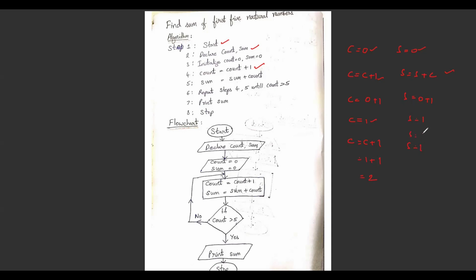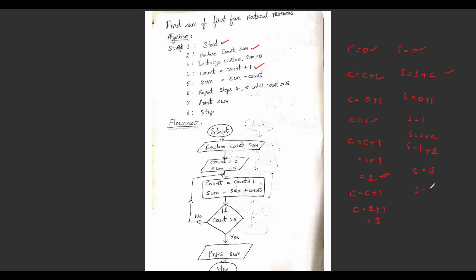Sum equals sum plus count, which is 1 plus count value 2. So 1 plus 2 is 3, and sum now holds 3. Is that point clear? Afterwards, count equals count plus 1; count already holds 2, so count equals 2 plus 1, which is 3.